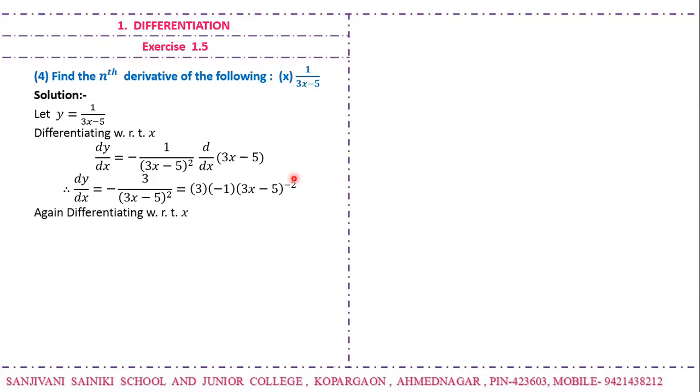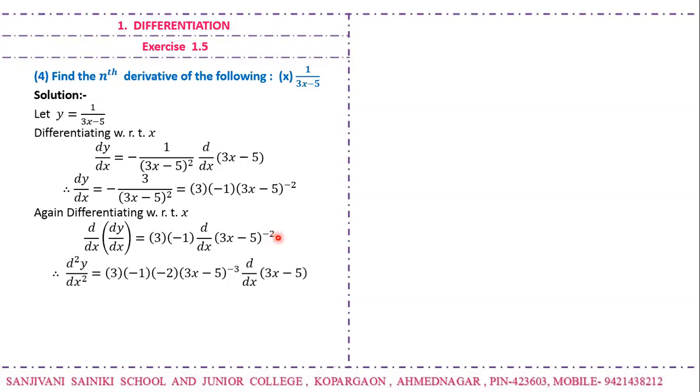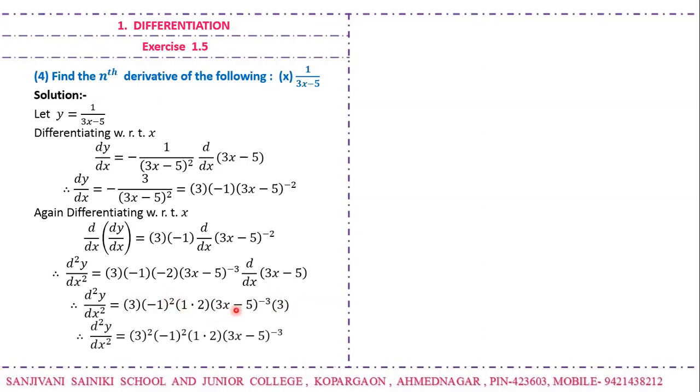So we will differentiate this with respect to x again. So minus 3 is constant, we can take it outside, and d by dx of (3x minus 5) raised to minus 2. Now its derivative is minus 2 into (3x minus 5) raised to minus 2 minus 1, that is minus 3, into the derivative of 3x minus 5. Again the derivative of 3x minus 5 is only 3. So the first 3 and this again 3, we get 3 into 3, that is 3 square, into minus 1 square into 1 into 2 into (3x minus 5) raised to minus 3. This is the second order derivative.